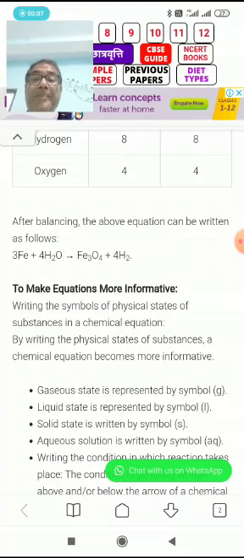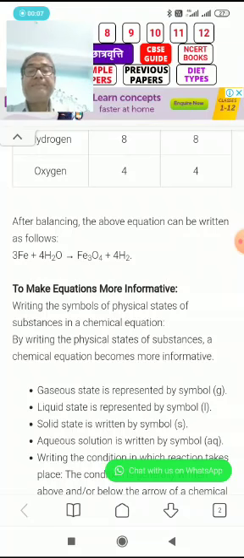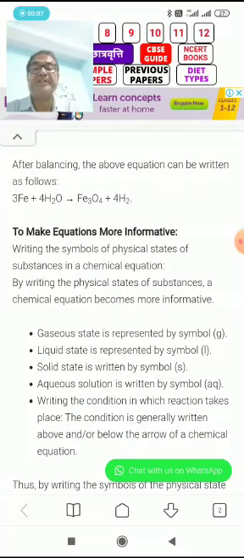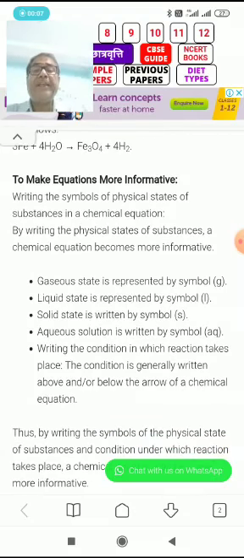There are some points which you have to know to make an equation more informative. First we write the symbol of the physical state of all the reactants and products, either solid or liquid or gas. We can make the equation more informative. Gaseous state is represented by the symbol G, liquid state is represented by the symbol L, solid state is written by the symbol S.